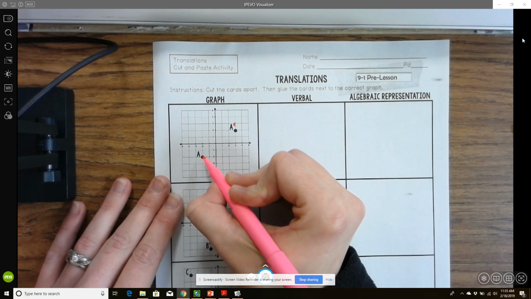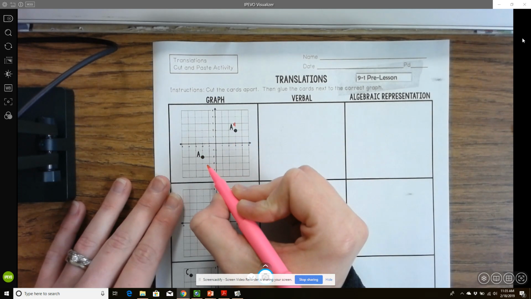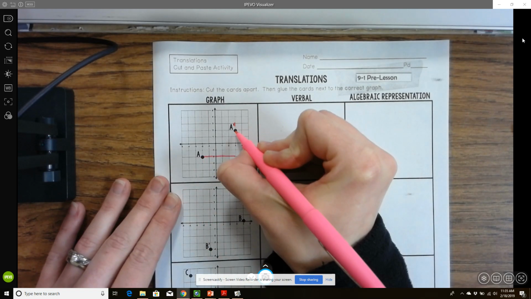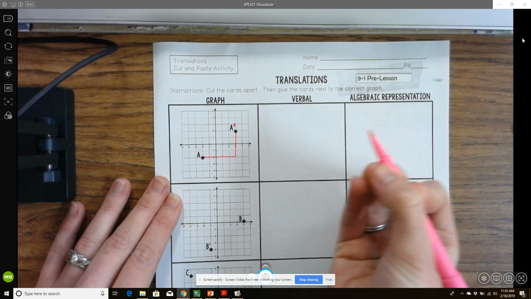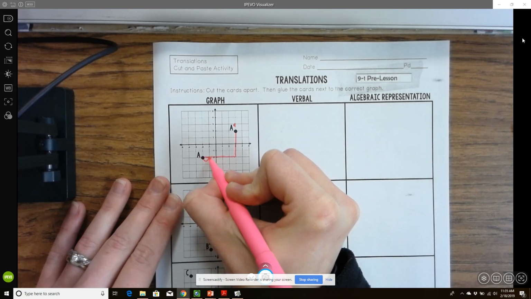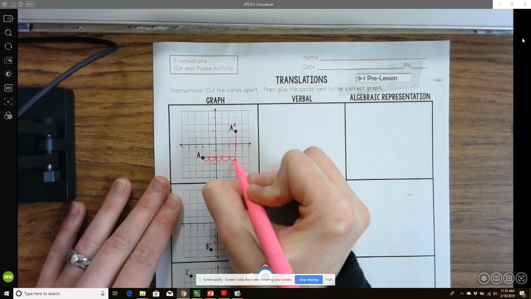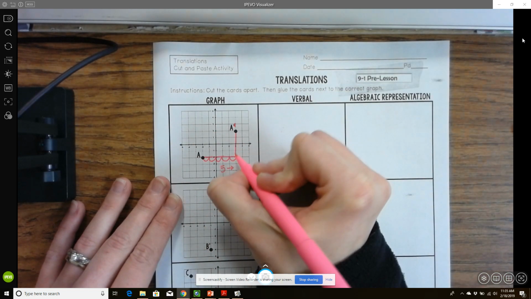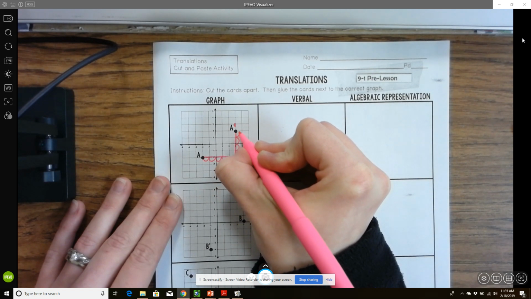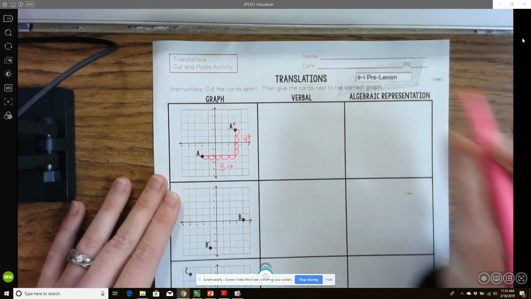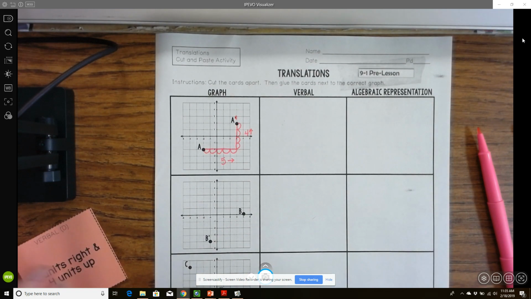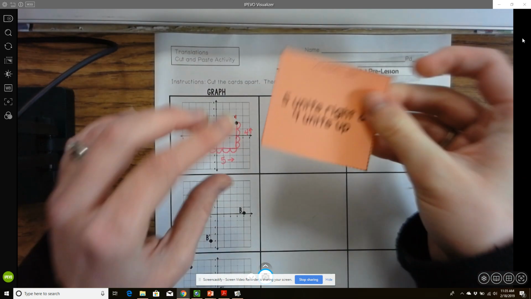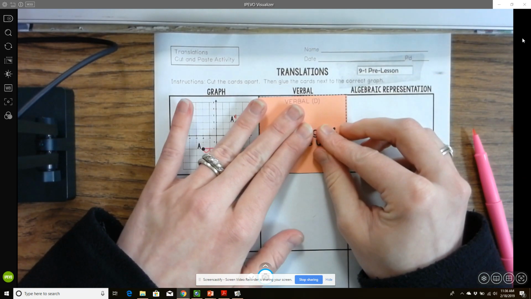So I want to know how I got from A to A prime. So I always go left and right first, so I can kind of trace out the path that I took, and then I can count. So here I went 1, 2, 3, 4, 5. So I went 5 to the right, and then 1, 2, 3, 4, and then I went 4 up. So I'm looking for the pink card that says 5 units right and 4 units up. And so that would be this one, the card that says verbal D on it.